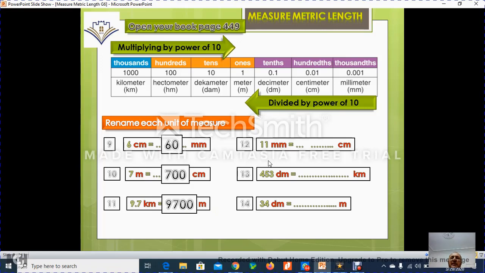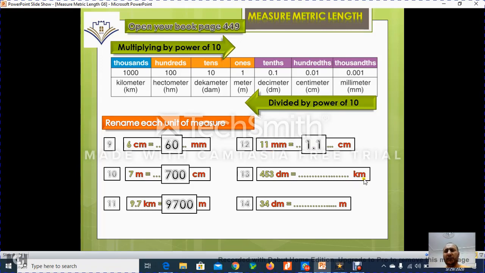Number 12. 11 millimeter equals dots centimeter. Now we need to go from smaller to large. From smaller to large, how many? Multiplying or dividing? Dividing by 10. Then 11 divided by 10. There isn't any decimal, so we move the decimal point 1 place. The point is between 1 and 1. It's 1.1. Move the decimal point 1 place.